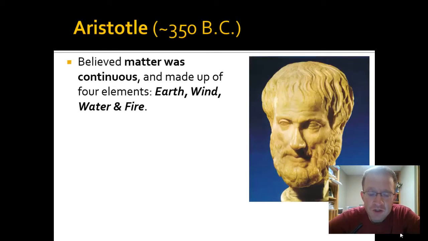Aristotle had a very different perspective on what matter would be about. Aristotle believed that matter was continuous. He believed in the 4 elements that were known at the time: earth, wind, water, and fire. Sometimes you'll hear it called earth, air, water, and fire. Matter wasn't, in the mind of Aristotle, made of small bits. It was continuous sort of stuff.